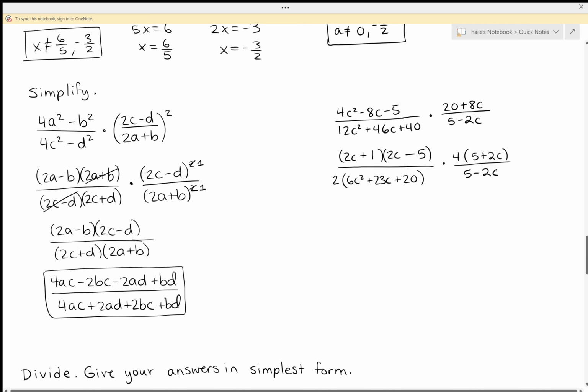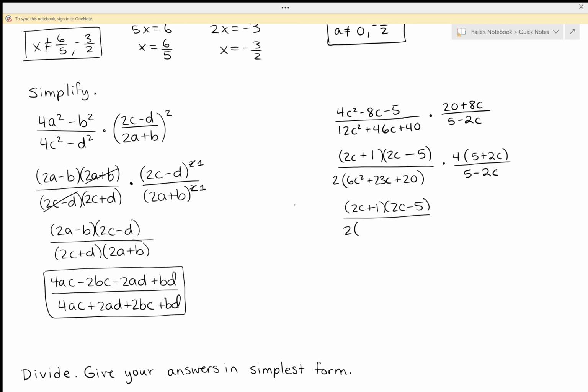Okay, so last step for factoring, I need to go ahead and break down this trinomial right here. So let's do that. So we'll have 2c plus 1 times 2c minus 5 over 2, and then we know we're going to get 2 factors over here, times 4 times 5 plus 2c over 5 minus 2c. Okay, so this one's kind of tricky because we have a few different things we could choose, but maybe we just start with 2c and 3c and see how that goes.